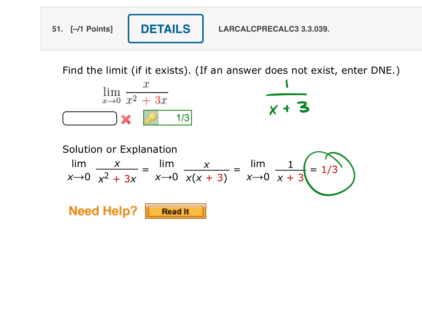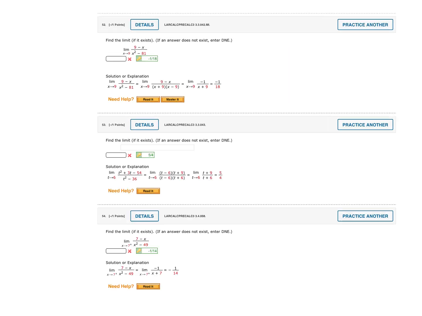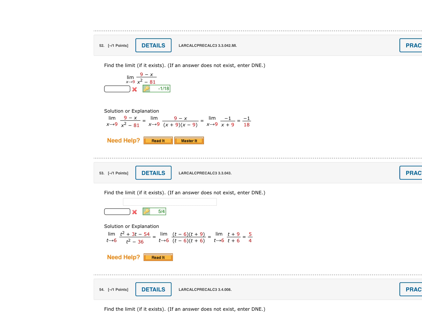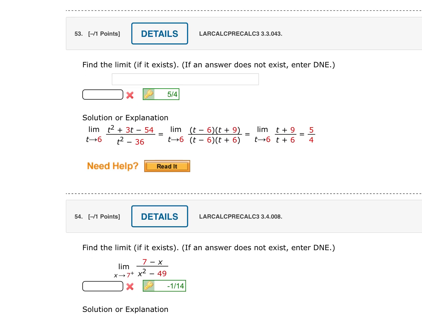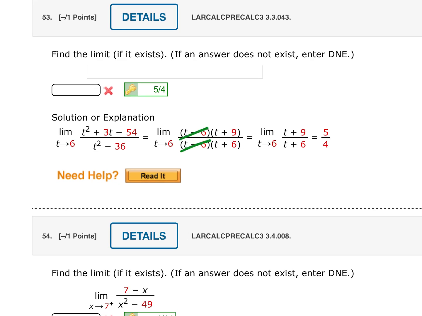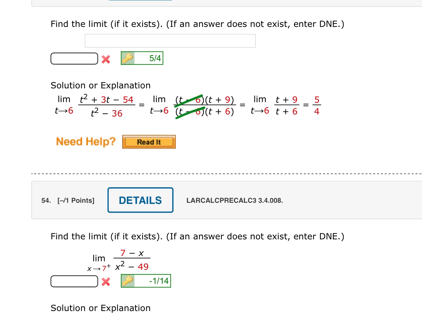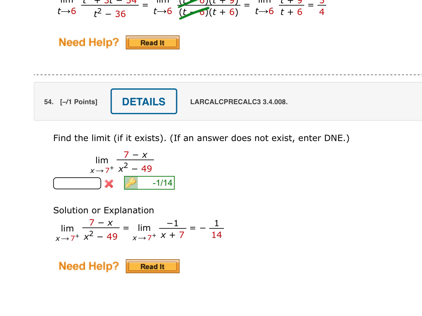I had a question for if there's like a graph. So for 52, factor it, simplify, then plug it in. Same thing with 53. It didn't put the question in it, but looking at the solution down here, the factors cancel out the hole. Once you cancel out the hole, then you can use direct substitution. Same thing with 54. Factor it, cancel out the hole, plug it in.